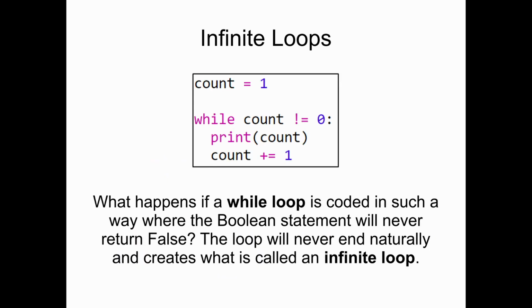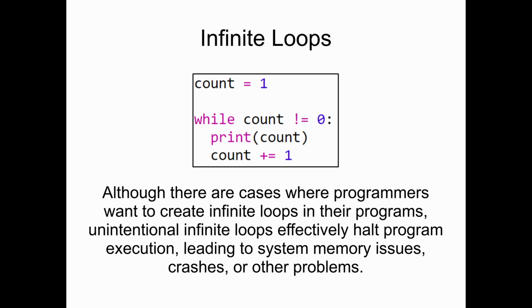What happens if a while loop is coded in such a way where the Boolean statement will never return false? The loop will never end naturally and creates what is called an infinite loop. Although there are cases where programmers want to create infinite loops in their programs, unintentional infinite loops effectively halt program execution, leading to system memory issues, crashes, or other problems.